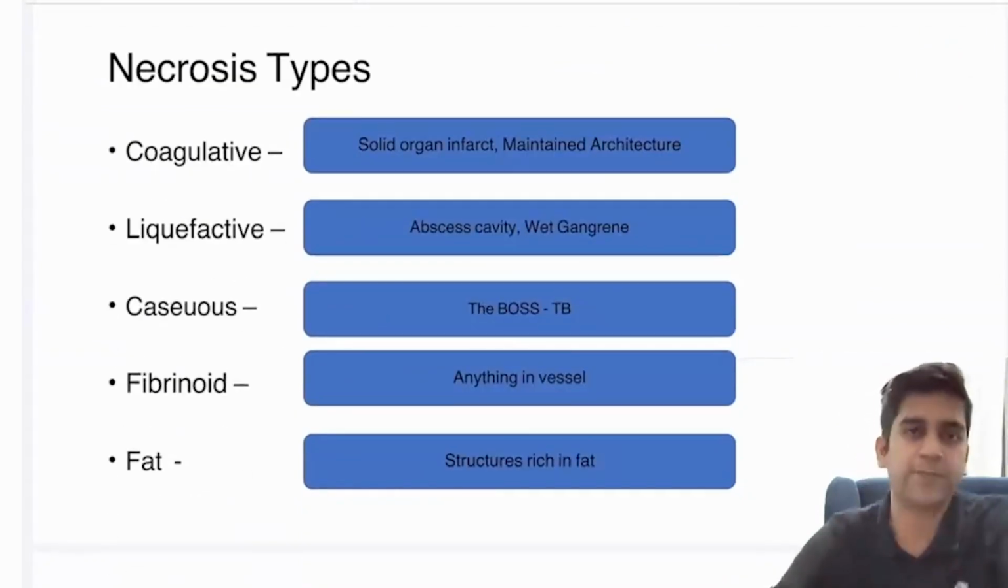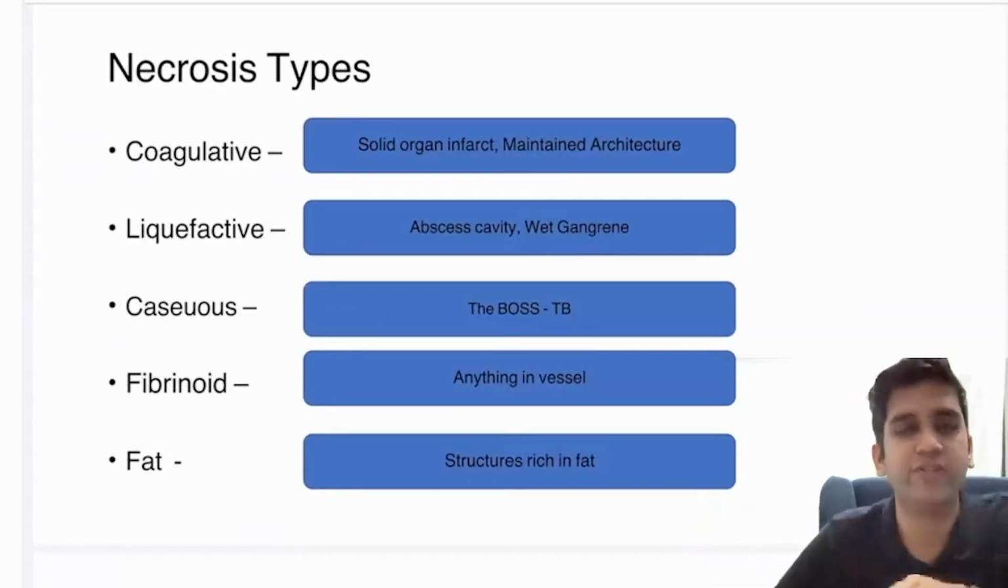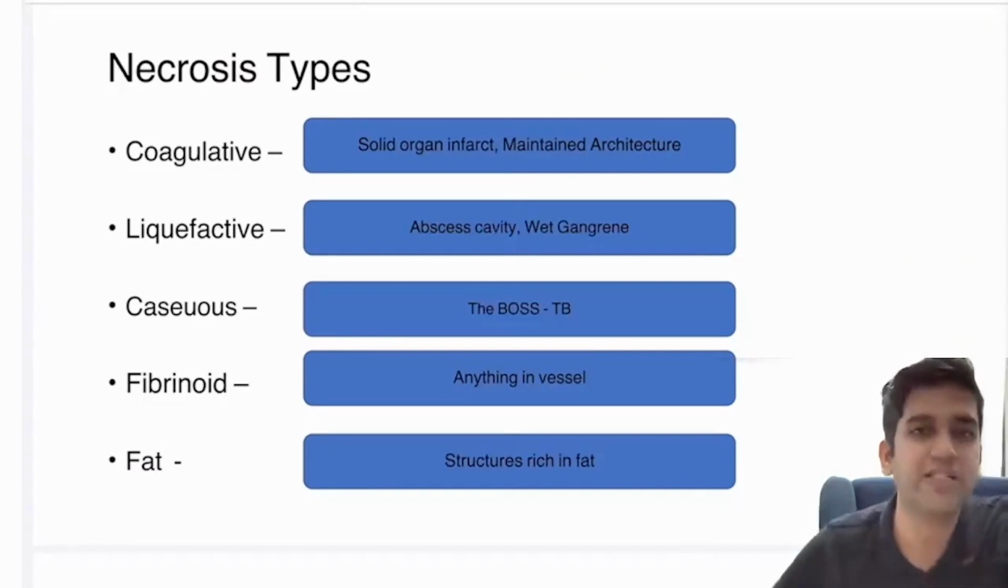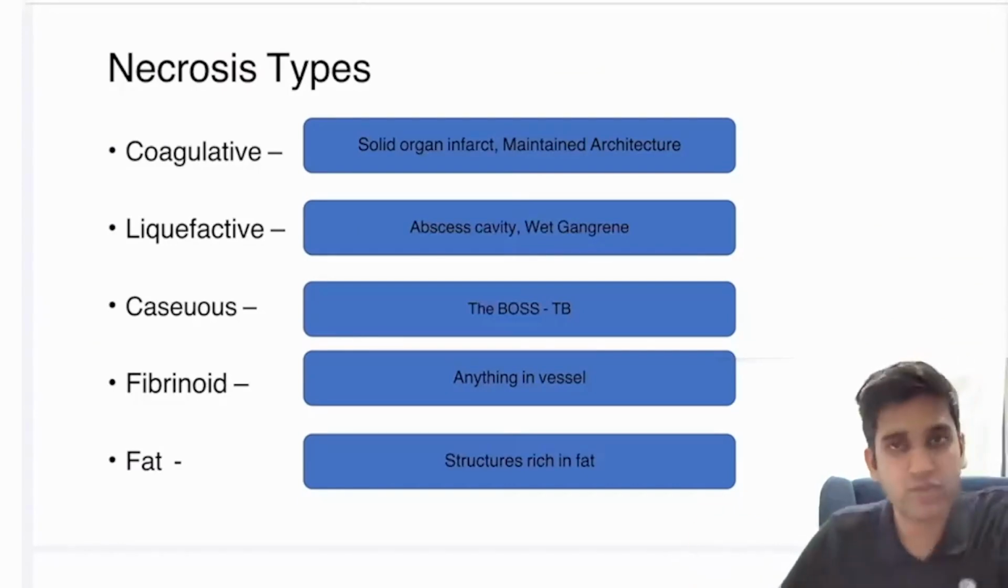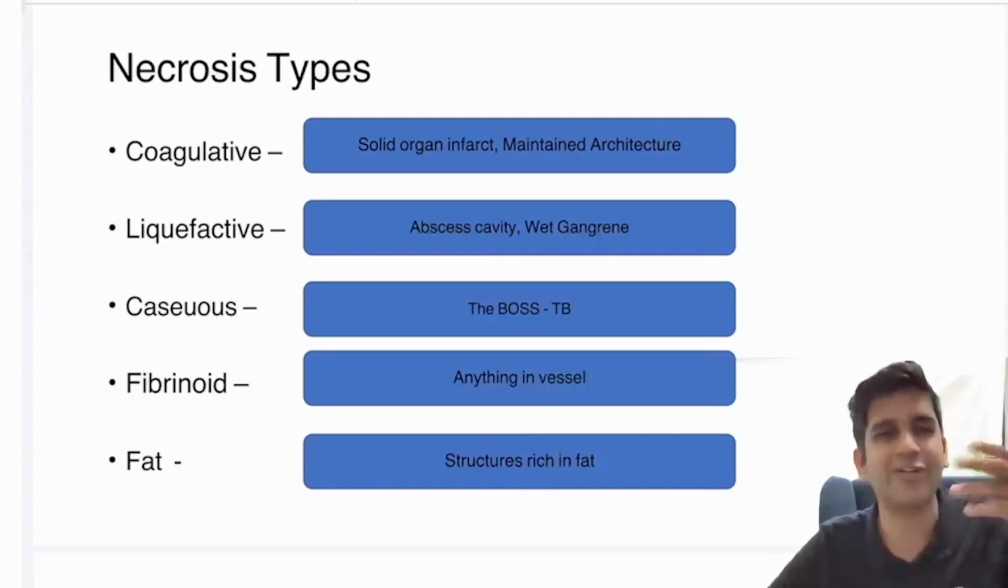So let's go to the next slide. So I'll have like 30-40 slides, the high yield pointers for you to revise in the next like 1.5 hours before the exam, right? So necrosis types, 6 types of necrosis. Coagulative, liquefactive, caseous, fibrinoid, and fat.